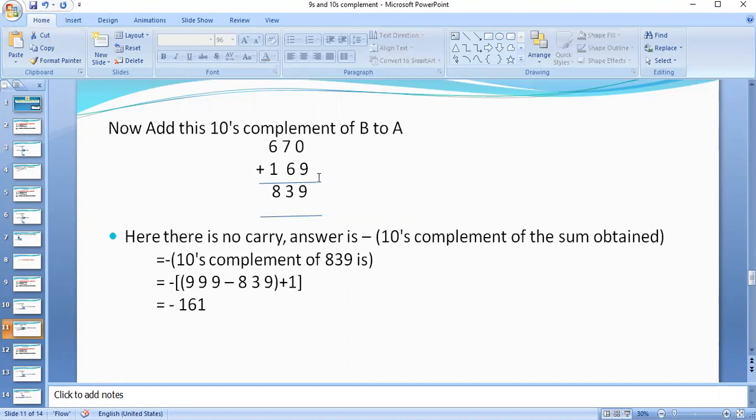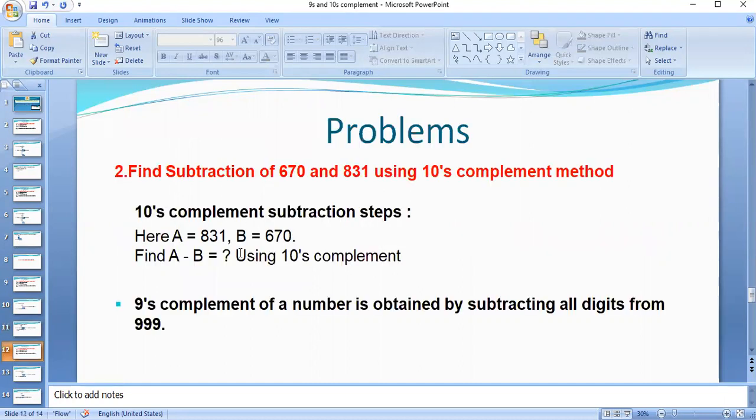So what is the tens complement? First you have to find the nines complement and then add 1 to the LSB. You will get minus 161. There is no end carry, which means that is the m less than n condition. Obviously you will get a negative result.